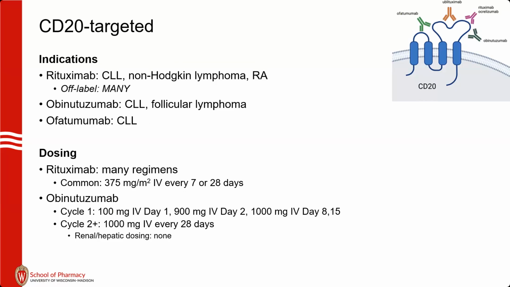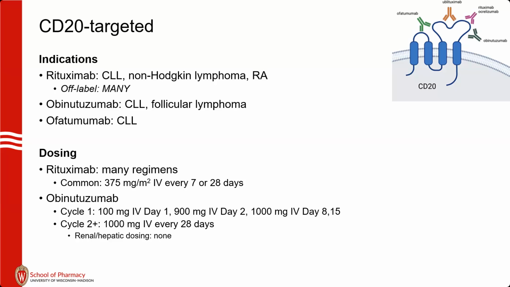Dosings are on the slide. I think it's important just to highlight that rituximab's standard dosing is 375 milligrams per meter squared. Whether that frequency is every 7 or every 21 or every 28 days really depends upon the clinical regimen that it's being utilized for, but that is the standard dosing.